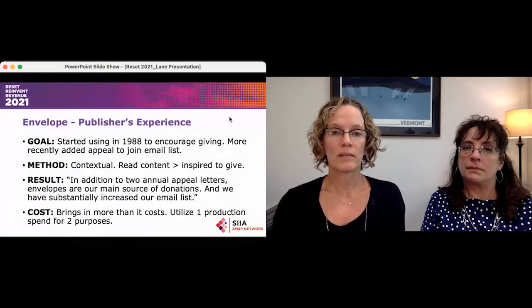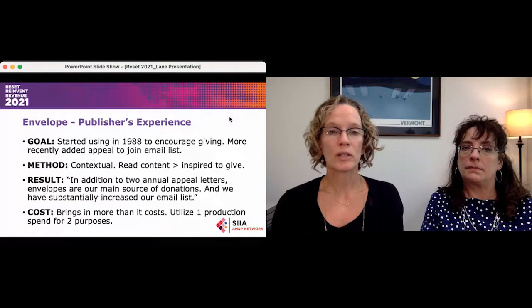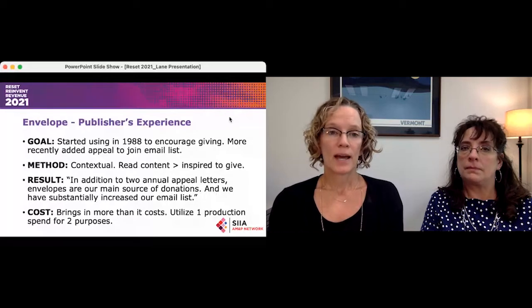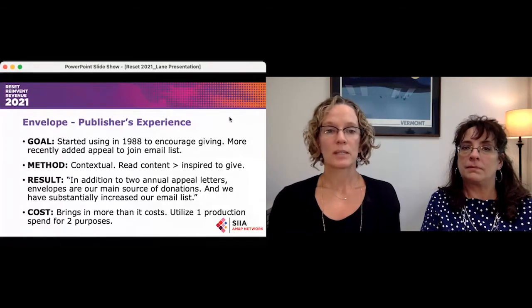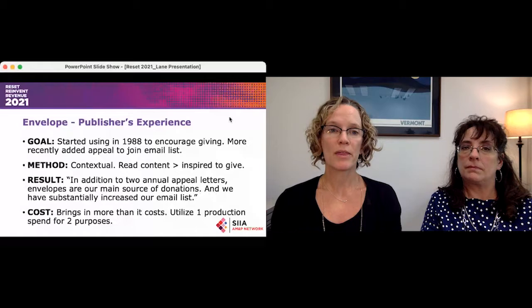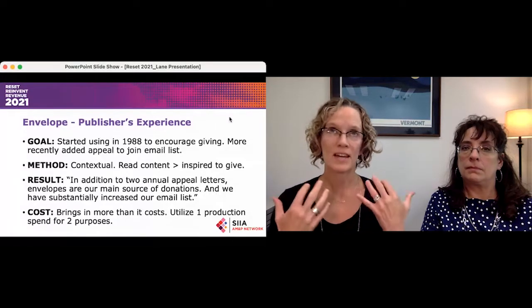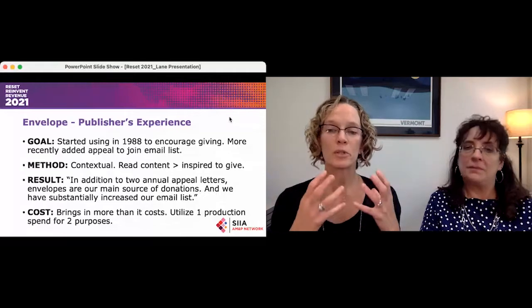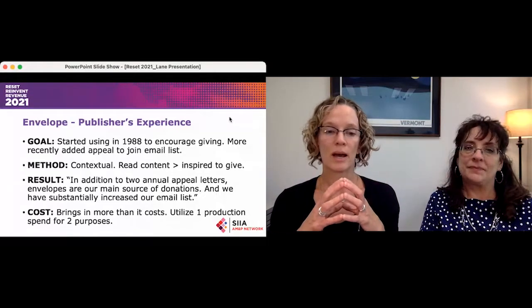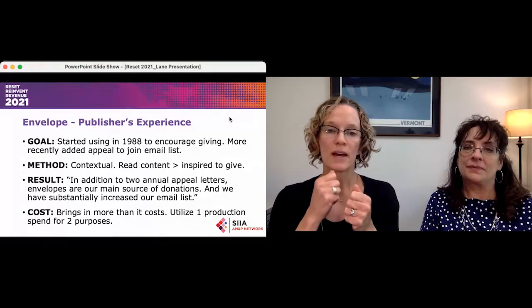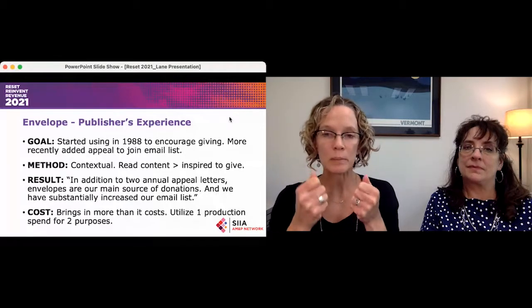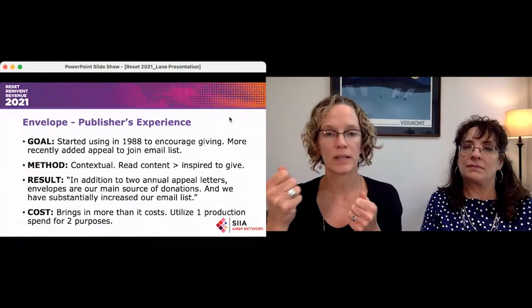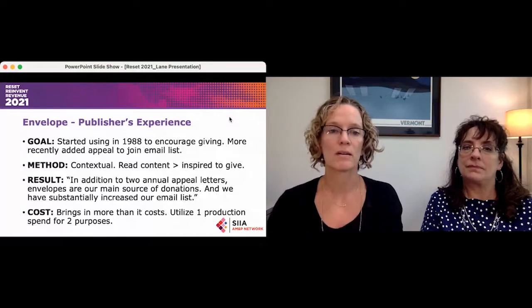This is what Friends of Animals had to say. They started using an envelope in 1988 to encourage giving. And then they more recently added the appeal to join the email list. Their reasoning for this method is, they say, it's contextual. They produce all of this information about protecting animals that in context, when people are reading it, they are inspired to give in that moment. So the envelope is right there.